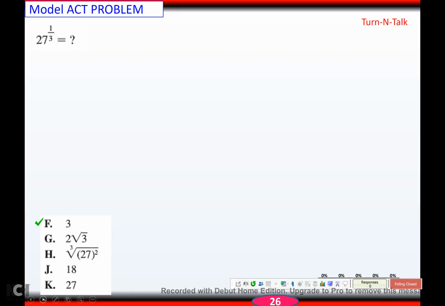Alright, so they just want us to simplify this. Well, the key again, anytime you have fractional exponents, is you can rewrite it in radical form. That would be the cube root of 27. And if I break 27 down, by 3 is 9, by 3 is 3. So there's a perfect 3, which makes 27 to the 1/3 equal to 3.